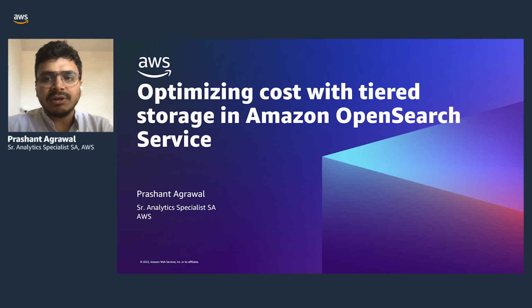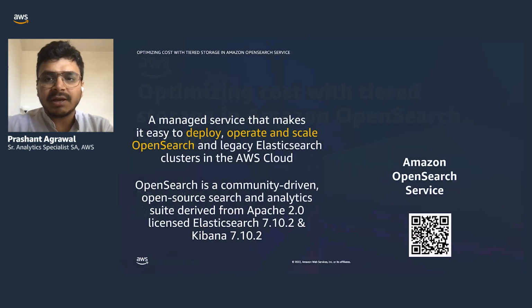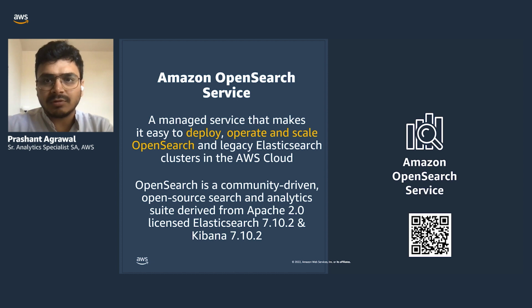So before getting into the storage tiering, let me take a step back and talk about what Amazon OpenSearch Service is. OpenSearch Service is a fully managed service that makes it easy to deploy, operate, and scale OpenSearch along with legacy Elasticsearch clusters in the AWS cloud.